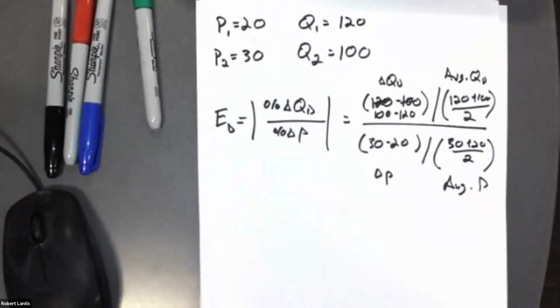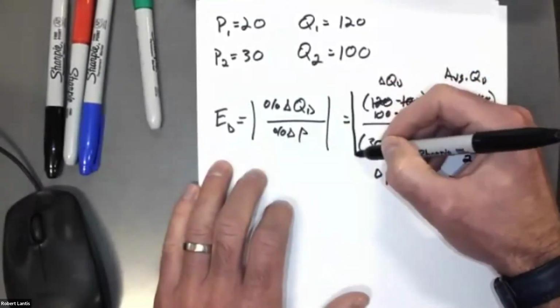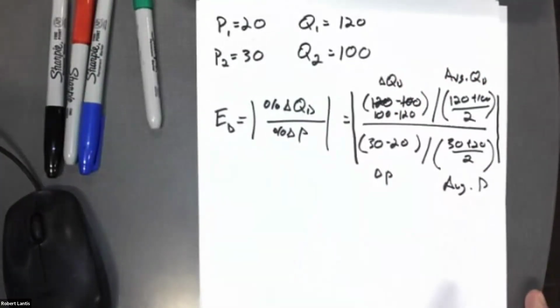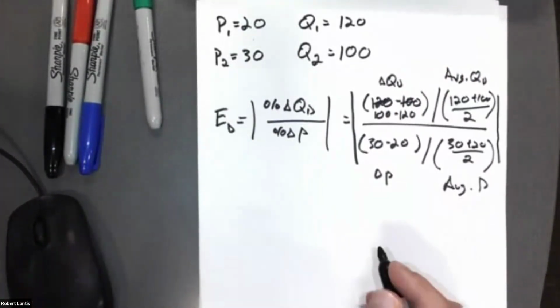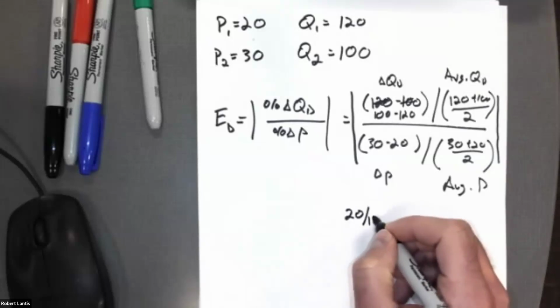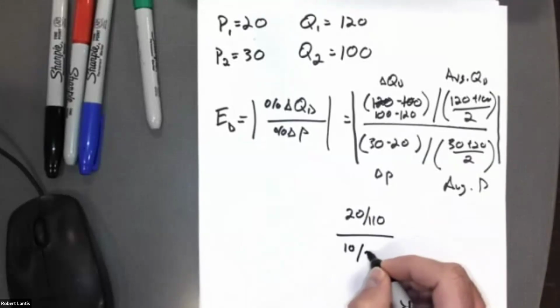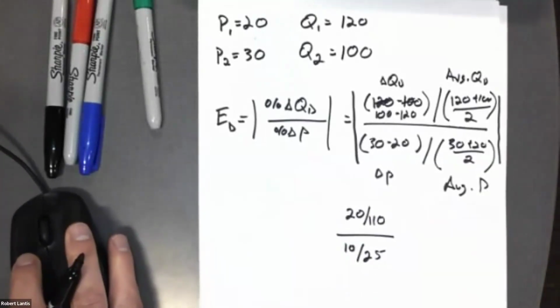Okay. Now, it doesn't really matter if I flip-flop these because remember, what do we have to always do at the end? We're just looking at the magnitude, the absolute value. So if I do this, I've got 20 over 110, and then 10 over 25. Right. So let me use Excel as my calculator here real quick.